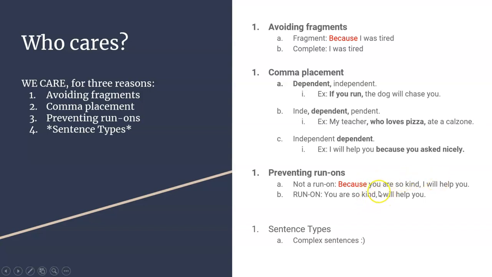So to fix that, I would have to know that I have two independent clauses and that I need to add a FANBOY in with this comma to fix the run-on. That's something that we'll go into more detail in our next lesson.